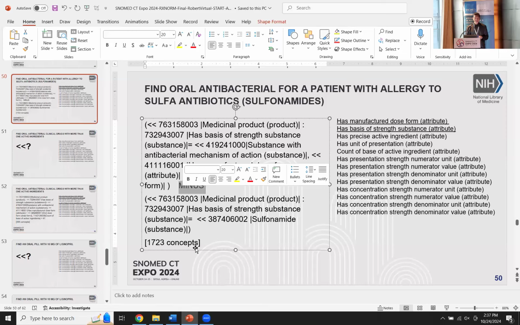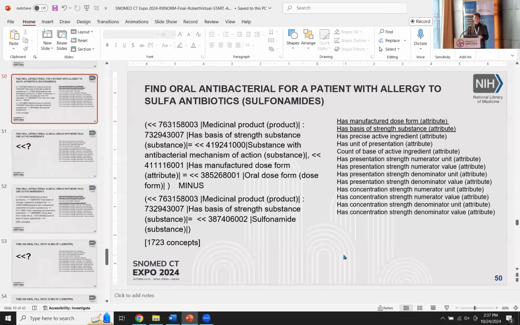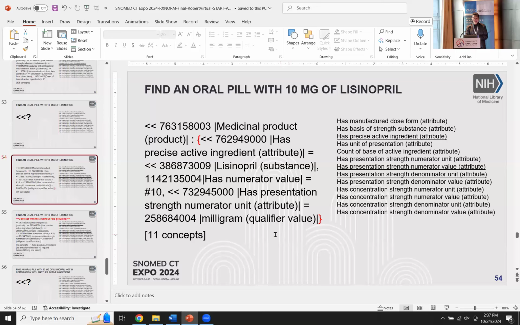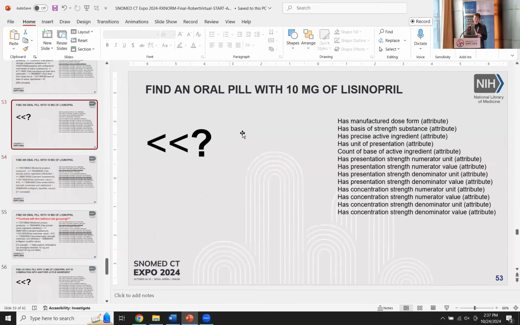Basically, with ECL, you can use AND for intersection, OR for union, and MINUS for the difference. Yes, in set theory, that's what you call it. So next we will explore a little bit on the strength part of the product. Let's say we want to find a drug with 10 milligrams of lisinopril, right?